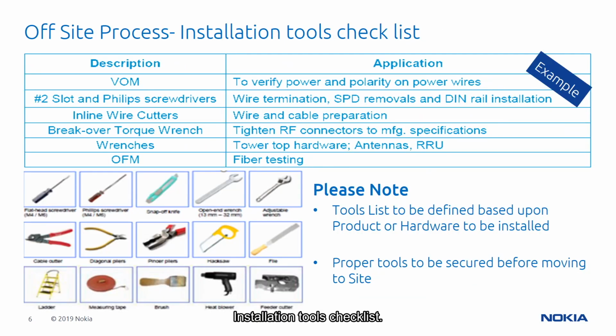Installation tools checklist. Proper tools need to be used for installation. List of appropriate tools and metals are specified in MOP and product documentation. Improper use of tools can cause site quality problems, which can become costly and time-consuming for the project.